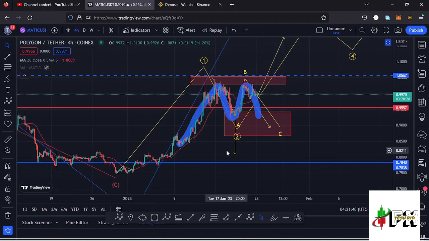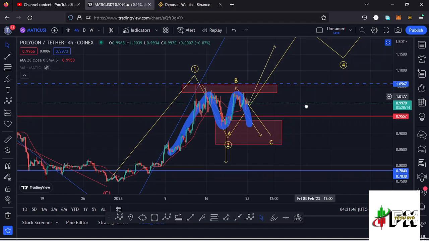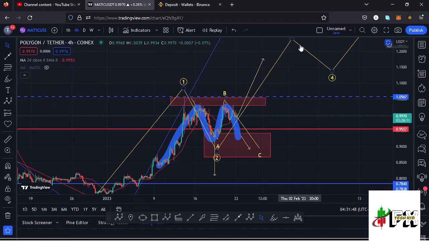So that is what I'm expecting here on the short-term scenarios. I'm expecting one more new low in the formation of that wave C before we see an impulsive wave to the upside in the formation of that wave 3. So let's be patient and see how that plays out.